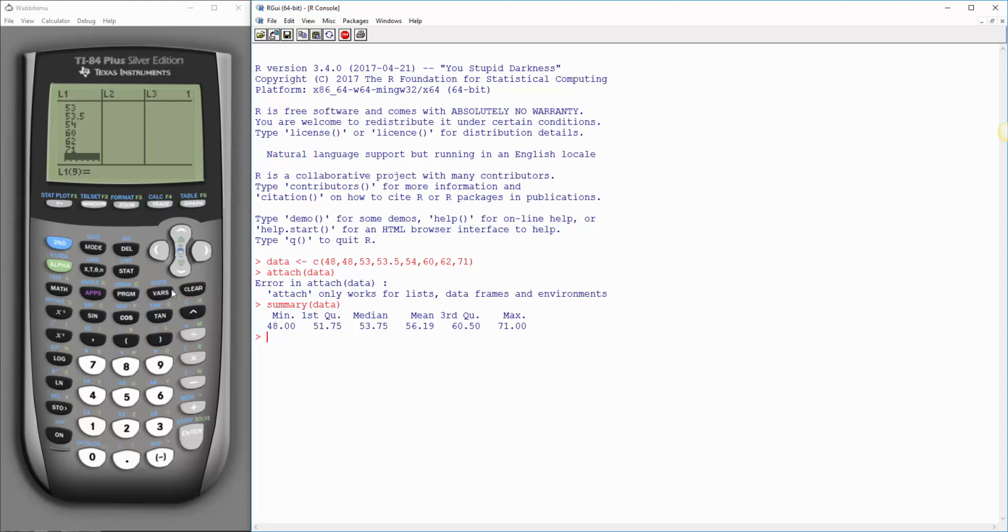And if you remember, if we go back to stat and calc, one variable stats, go down to calculate. Just one thing to note here is that with our calculator and the way that we calculated the quartile, we got 50.5, and inside of R, it's telling us it's 51.75. With Q3, it's 61, and R is telling us it's 60.5, right? So there's a little difference here, and that's okay.